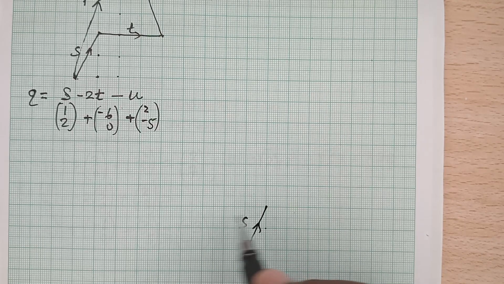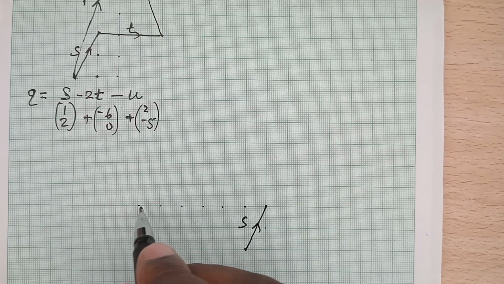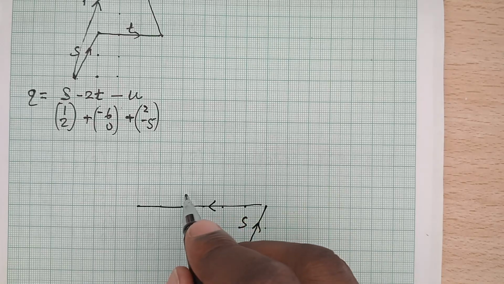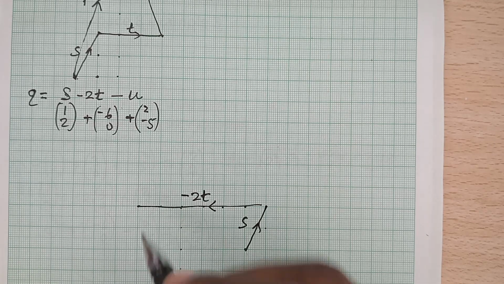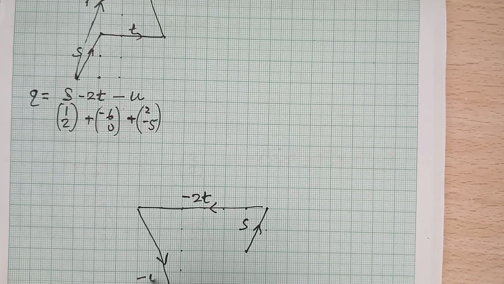From here to the left, 6 steps: 1, 2, 3, 4, 5, 6. The whole of this vector towards this direction is minus 2t. And then 2, minus 5, from here 1, 2, 3, 4, 5. This is our final vector, which is minus u.